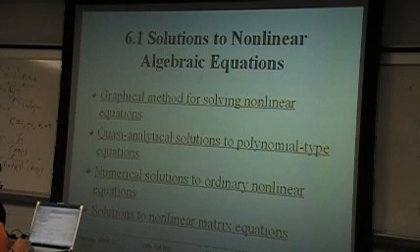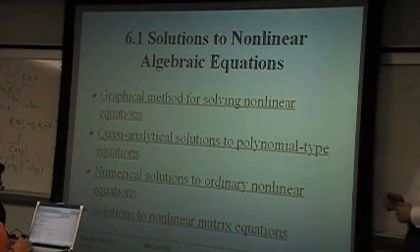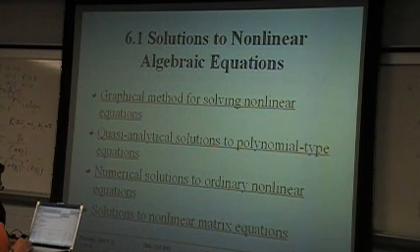And then I want to talk about nonlinear matrix equations. How can we solve them? So these are the equation solving problems.